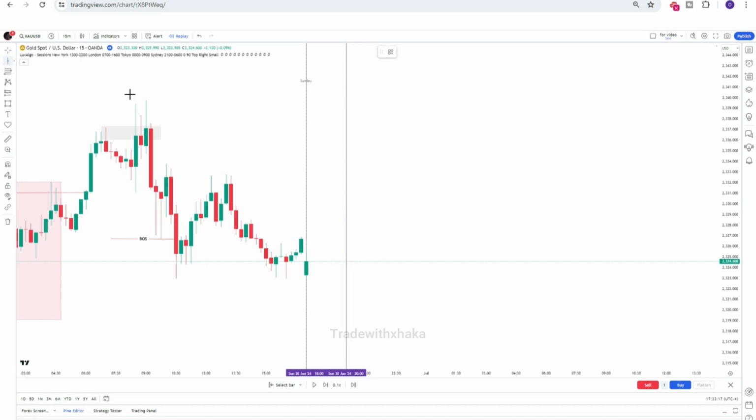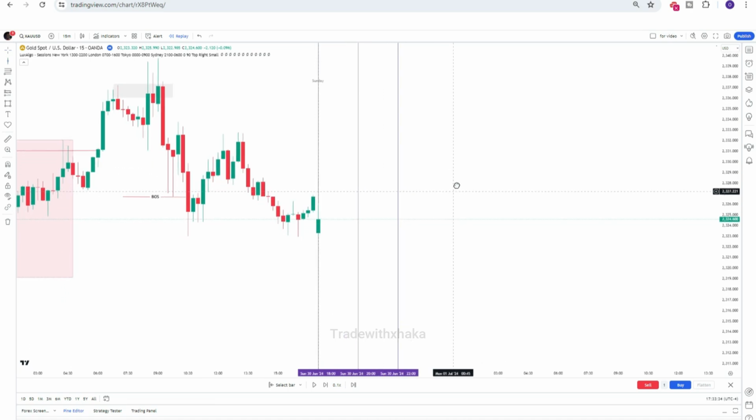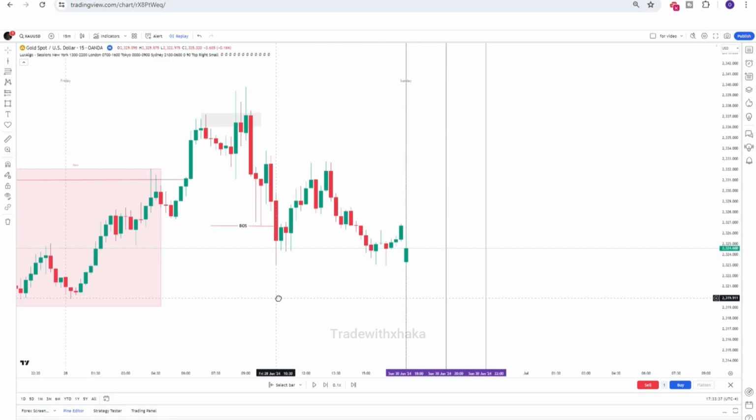We need to mark out 10 o'clock p.m., which is the time zone we'll be finding our entry model after sweep. We find sweep from 8 o'clock p.m. to 10 o'clock p.m. So here is our 10 o'clock p.m. You see how I mark everything. Look at it very well.